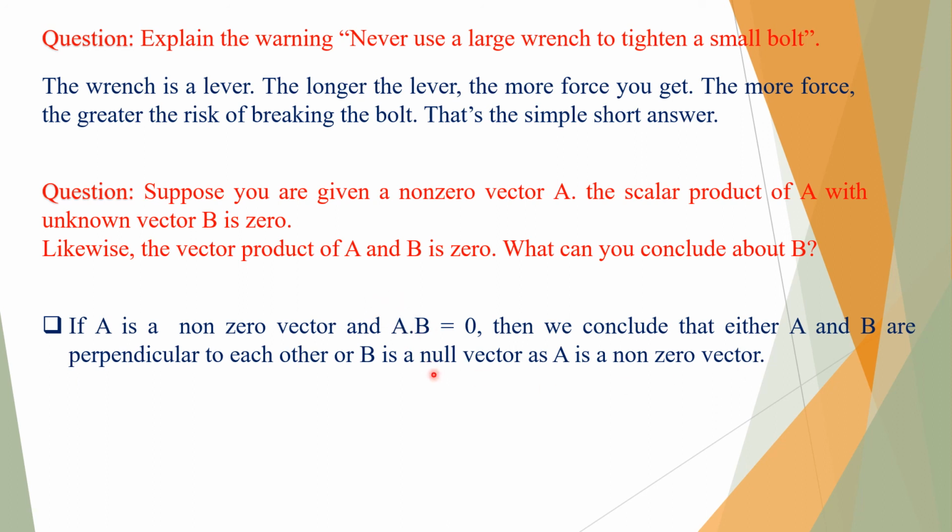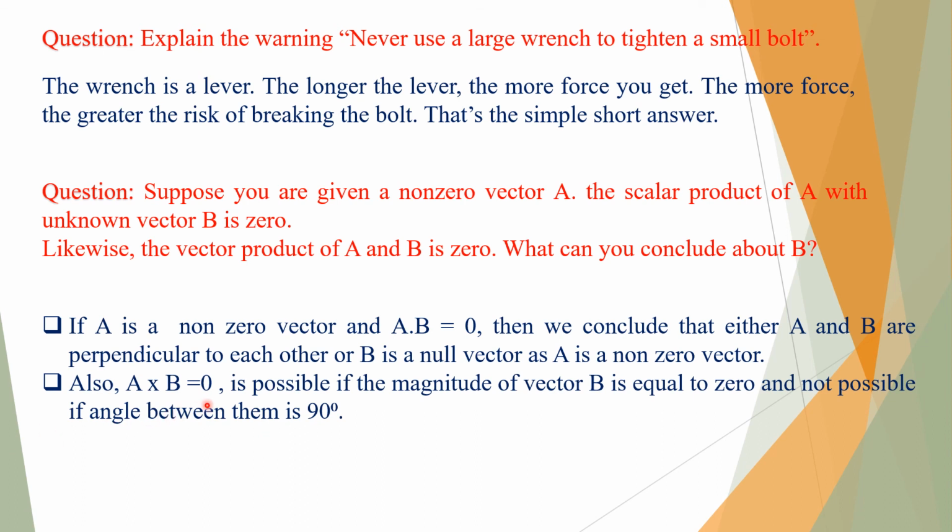So A cannot be a zero vector, so B may be a null vector, or they both are perpendicular to each other because cos 90 is equal to 0. A dot B is equal to AB cos theta. By putting theta equal to 90 degree, we get cos 90 equal to 0 and A dot B is equal to AB into 0. That gives us A dot B equal to 0 in case when both are perpendicular to each other. So we get A dot B equal to 0 when A and B are perpendicular to each other or B is a null vector.